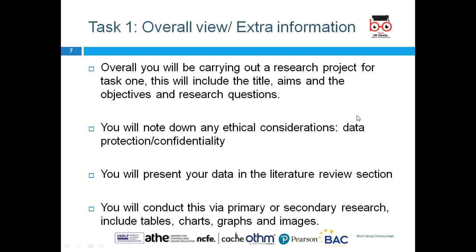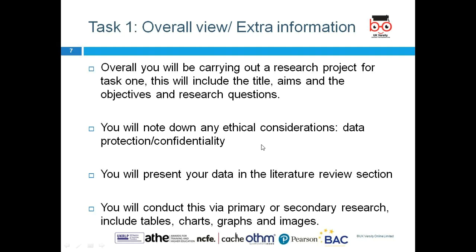So I've just put a bit of extra info here. This isn't part of the assignment brief, this isn't within that, but it's just to give you an idea of how you're going to be doing things. Overall, you're going to be carrying out a research project for task 1. You're going to include the title, the aim and the objectives, then you're going to have the research questions. I've changed this order about a little bit because it doesn't really matter what order you do it in, it just needs to go in cohesion for you. I think this flows better. What we had there, research questions should be at the top, but they put it in the middle. So I think it makes more sense.